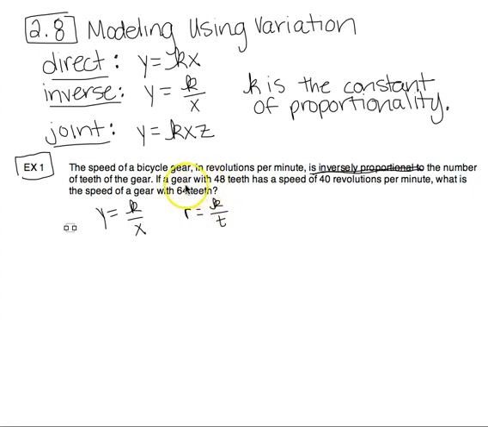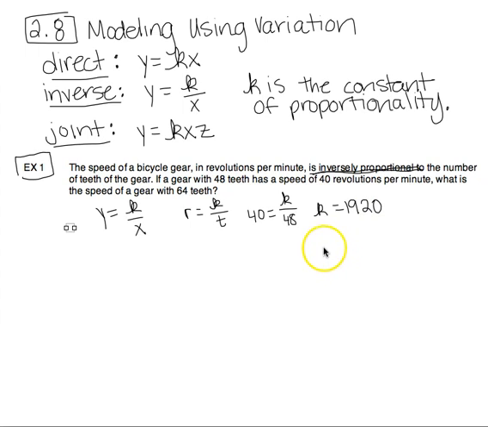So in this case, a gear with 48 teeth, so that means 48 goes on the bottom. K is what we're figuring out, and that has 40 revolutions per minute. So as I said earlier, our first objective in these types of problems is to solve for K. So in this case, very easy to do. We just simply multiply both sides by 48 to get K alone, and K equals 1,920. This is like our intermediate step.